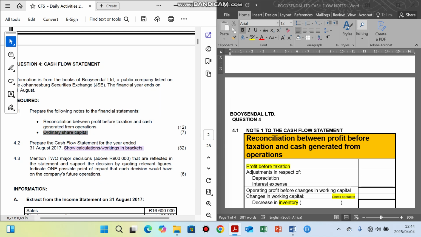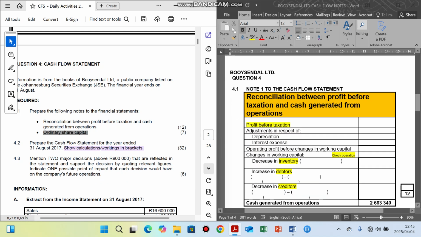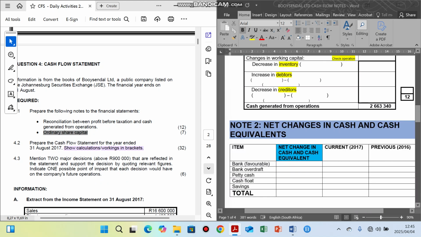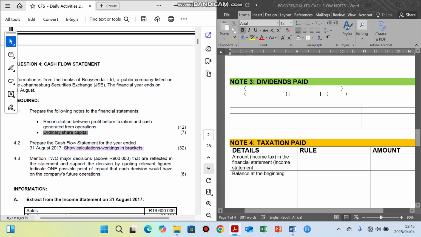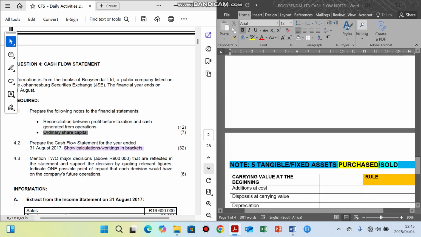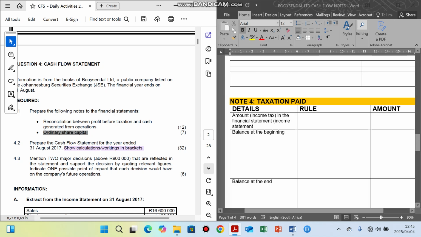As the cash flow statement has 5 notes: note number 1, reconciliation between profit before taxation and cash generated from operations. Note number 2, the net changes in cash and cash equivalents. Note number 3, the dividends paid. Note number 4, taxation paid. And then the last note, tangible or fixed assets purchased or sold. So here you'll always be looking for one of the missing, either purchased or sold, which we'll explain as we embark on the activity.